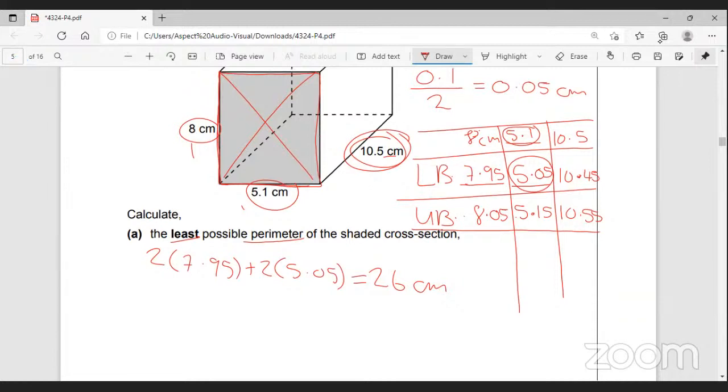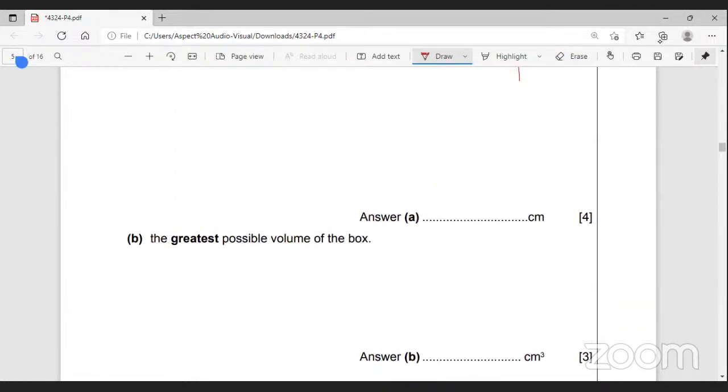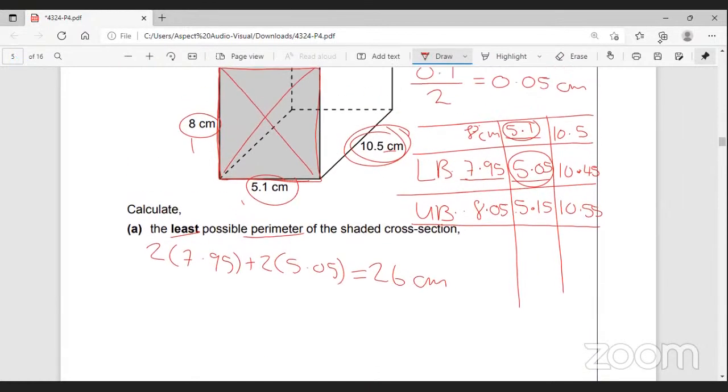Because they are saying the greatest possible volume. Volume is just length times breadth times height. Therefore, we are going to use the upper bounds. Are we together? We are going to use the upper bounds of all sides. The upper bounds of this, which is this times that, isn't it? It will give us the greatest of all.